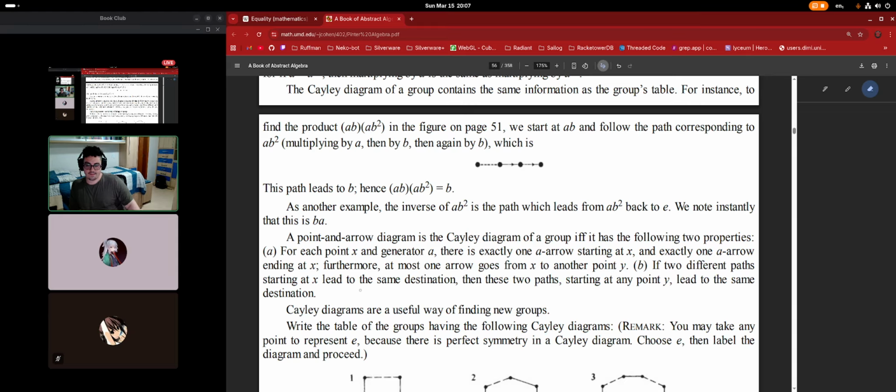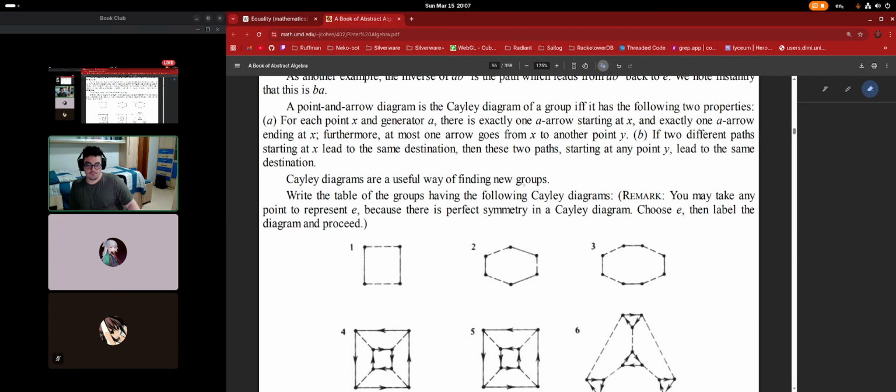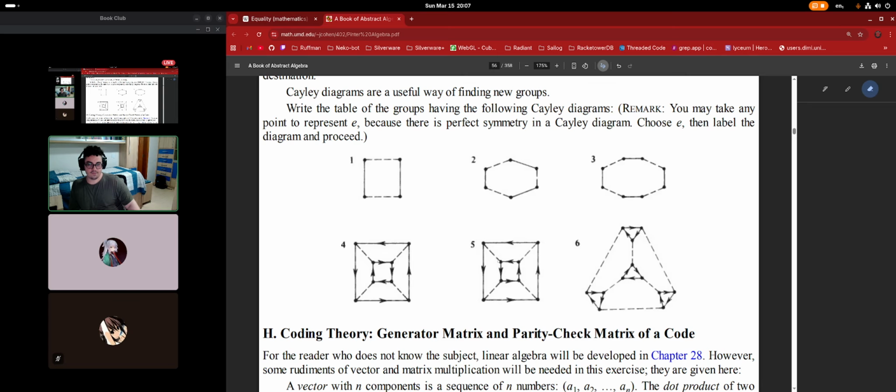If two different paths starting at x lead to the same destination, then these two paths starting at any point y lead to the same destination. Cayley diagrams are a useful way to find new groups. So the exercise is essentially writing the equations that can be represented with these diagrams. So write the table of the groups.